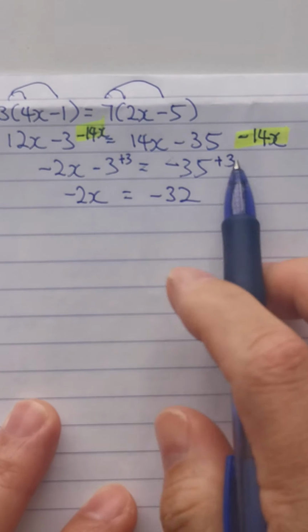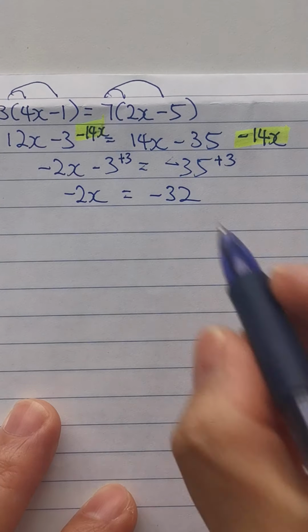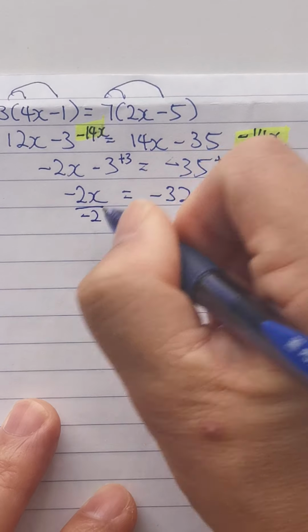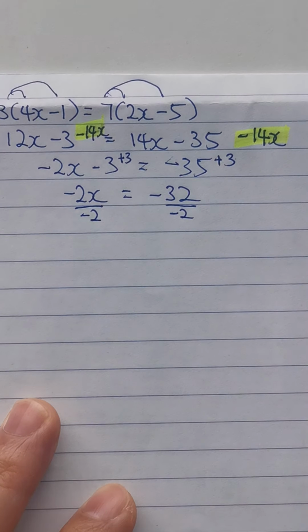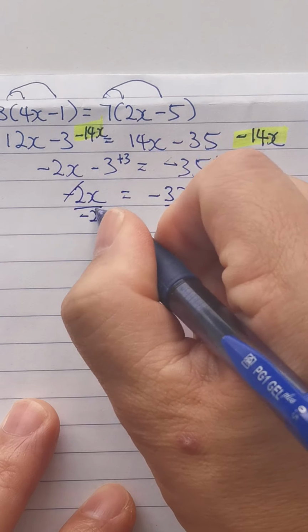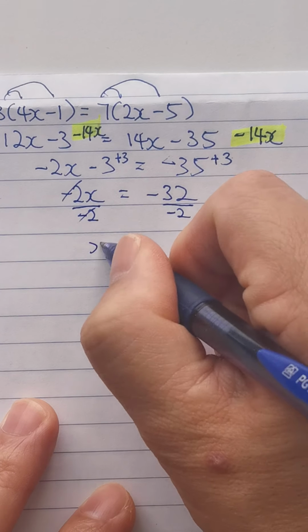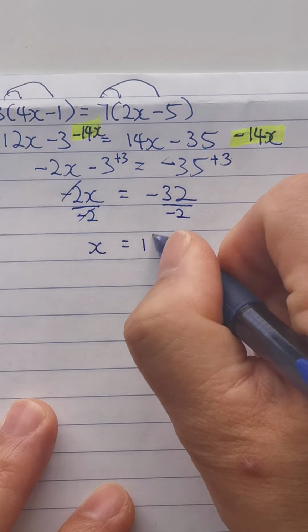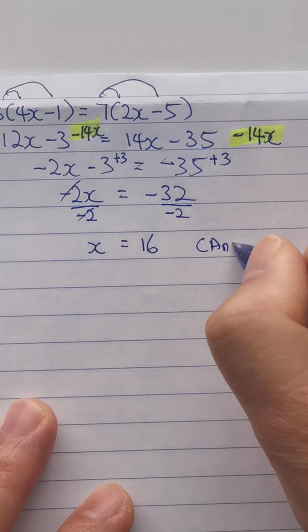You can use your calculator to actually help you. And same thing, I'm going to divide by negative 2 on each side. So negative 2 and negative 2 cancel. On the left, I'm left with x, and on my right, I have 16. So this is your answer.